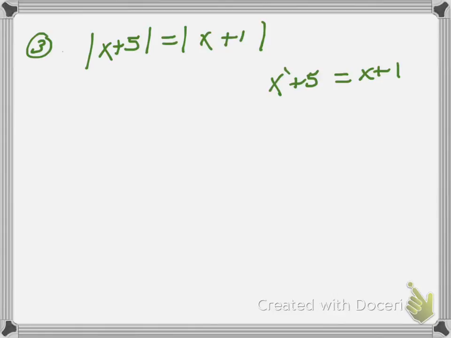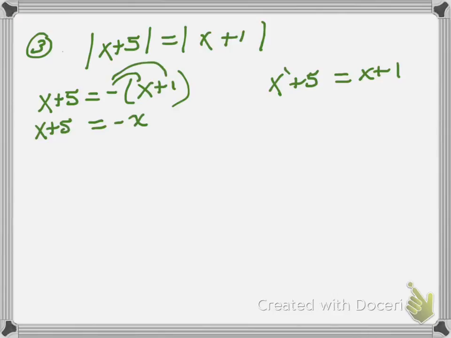Now I'm going to go to the left. And so it's going to be x plus 5. And remember, it has to be the negative of the whole right-hand side. If I just write down negative, it would just be negative x. And so it has to be the opposite of x plus 1. So I get x plus 5 is equal to negative x minus 1. And here I get x plus 5 is equal to x plus 1, because it's positive.